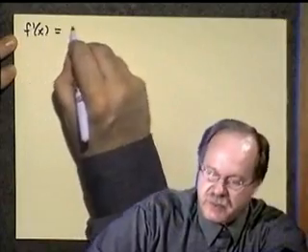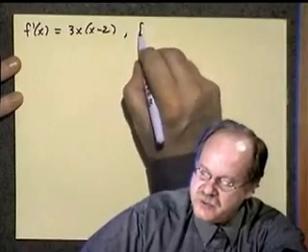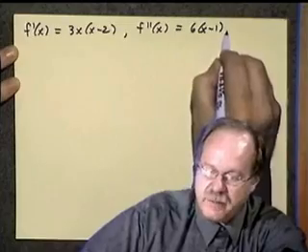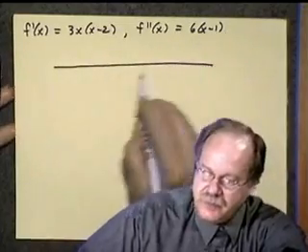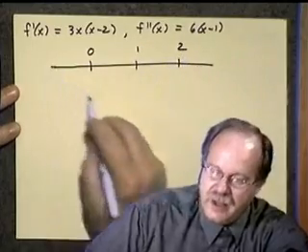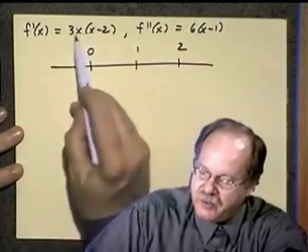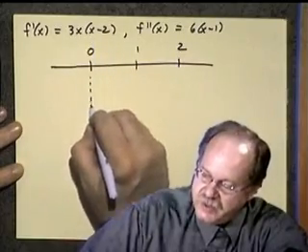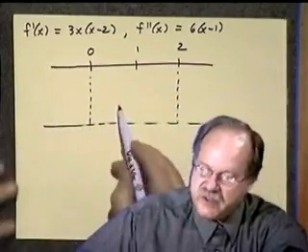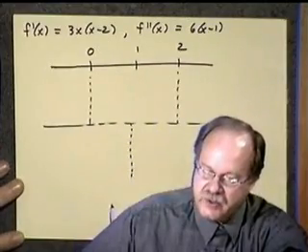Let's rewrite the derivatives so we have them to hand. 3x times x minus 2 is the first derivative. The second derivative is 6 times x minus 1. And then in here, let's go ahead and mark the points of interest. There are 3 of them, 0, 1, and 2. And for the first derivative, 0 and 2 are the numbers that make this go to 0. So those are the ones that will be of most interest for the first derivative. And then for the second derivative, here, only 1 is of concern. So I'll mark this like so.